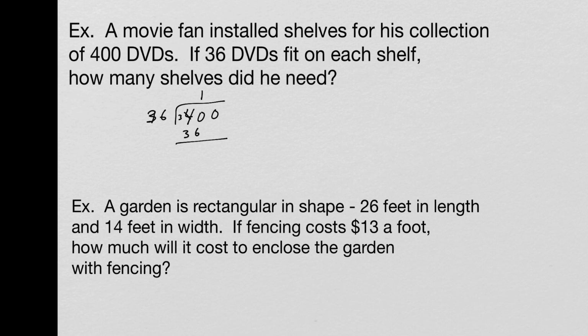Basically, I'm borrowing a 1. So this is going to be 4. And I bring down the next digit, 0. And how many times does 36 go into 40? Well, again, it goes in once. So I multiply. And now my remainder is 4. So the answer is going to be 11 with a remainder of 4.